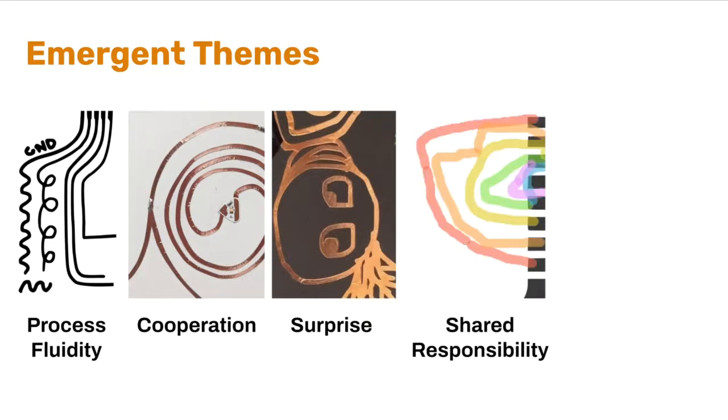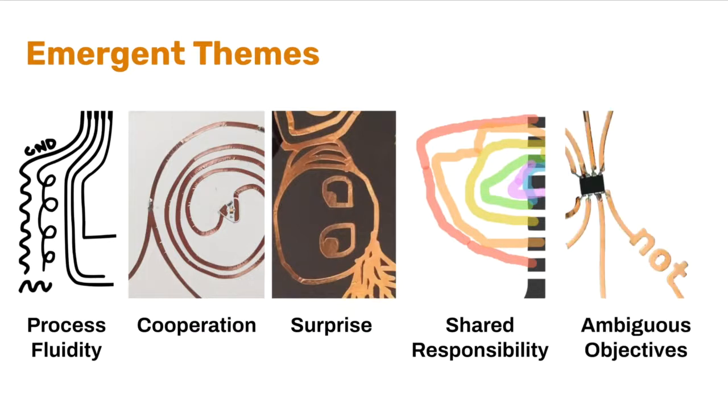And an interesting sense of shared responsibility emerged in that one did not have to focus on making a drawing and a circuit that worked at the same time. Someone else could think about how to make the circuit work or complete the drawing. And so this gave us a sense of freedom, which related to the last theme, which is ambiguous objectives. It was never clearly stated that we had to make a working circuit or a beautiful drawing. It was really up to us what our goals were, and our goals evolved as we played.